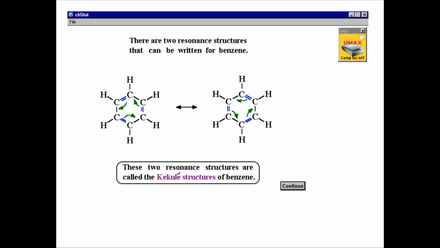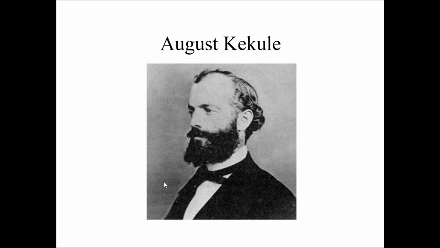They are named for August Kekulé, who was the person that proposed those resonance structures. He didn't even know they were resonance structures. He just proposed the structure of benzene. And so the story goes that Kekulé knew that benzene's molecular formula was C6H6, and he couldn't figure out how to arrange the atoms to get that structure.